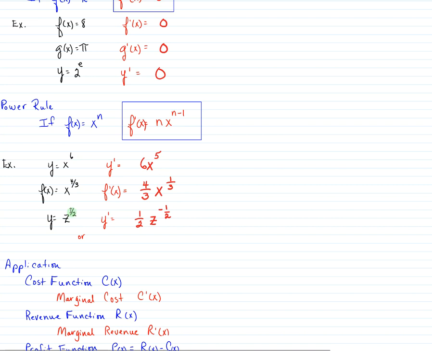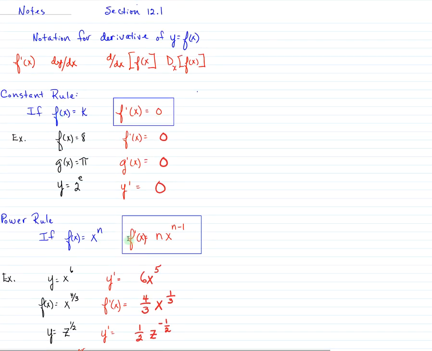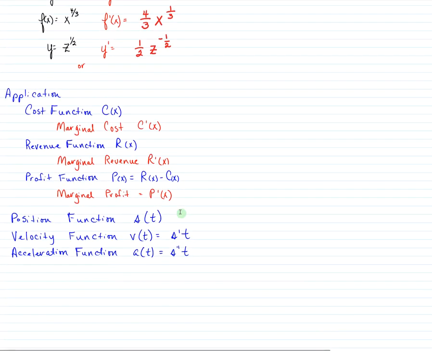y equals z to the 1/2. y prime, bring the 1/2 to the front. Now we have to take a whole 1 away from this 1/2. So if you're taking away 2 halves, which is 1, then you're going to have a negative 1/2 here. So those are some general examples. In 12.1, those are the rules we're going to see, the constant rule and the power rule.